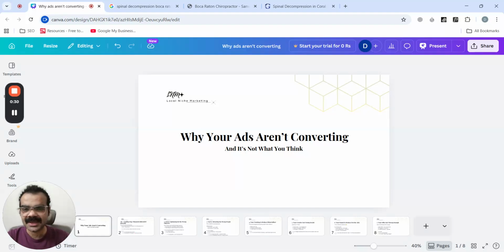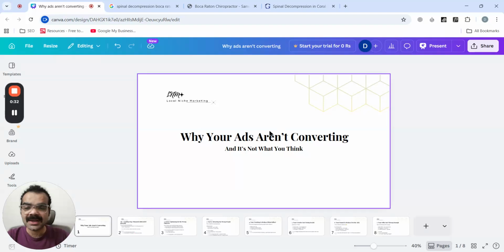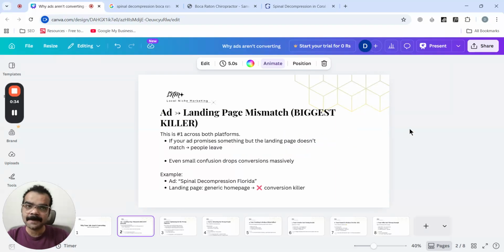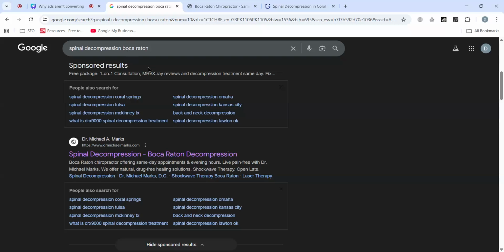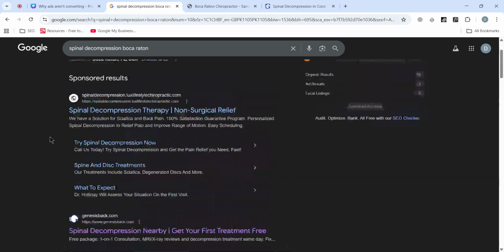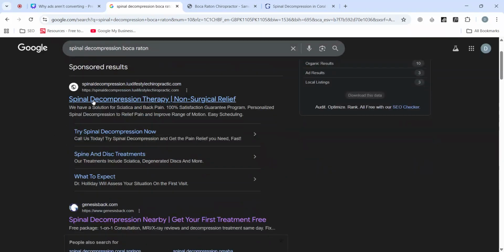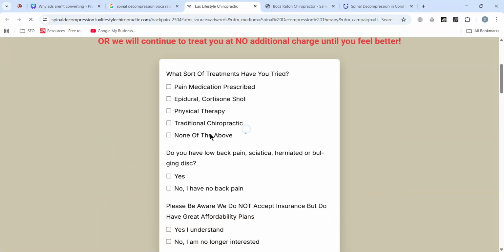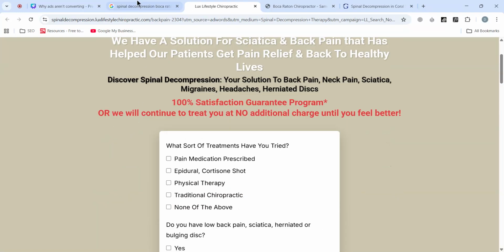and that is the reason your ads are not converting. So mistake number one is that we often see that businesses don't create a relevant landing page before starting off a campaign, right? And if I give you an example in this video, if I type in spinal decompression Boca Raton, then you can see that these two businesses have created a relevant funnel for what they are offering, which is spinal decompression.